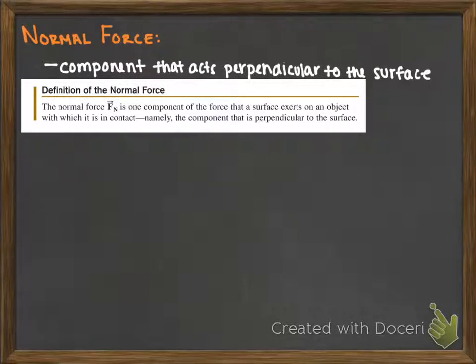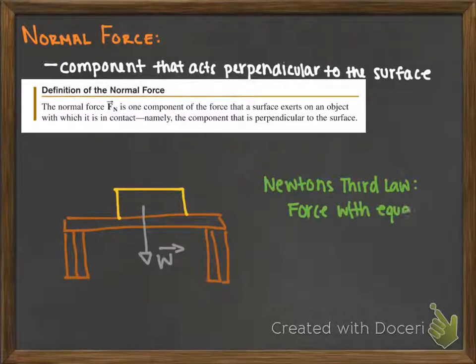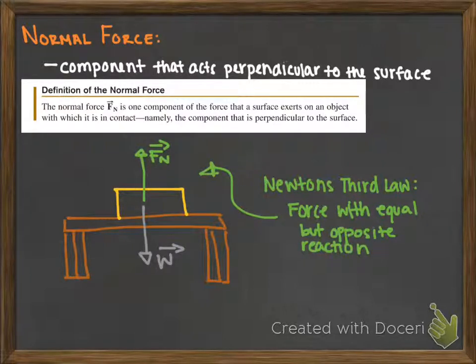So for example, if we have a table and a box is on the table, we can have the weight of the box, and based on Newton's third law, the weight of the box has to have an equal but opposite reaction, and that equal but opposite reaction is called the normal force.